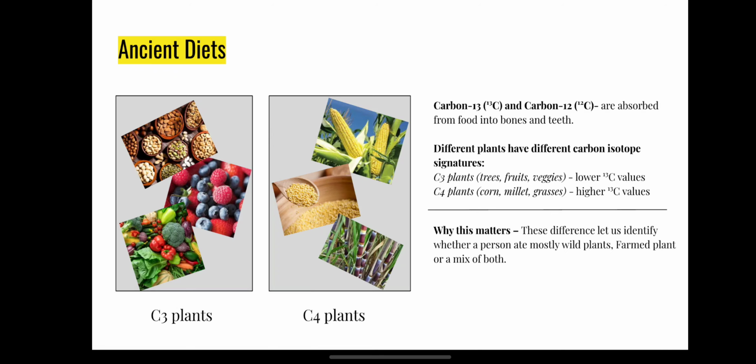C4 plants, like corn and sugar cane, leave higher carbon-13 values. These are mostly farm crops and show up when agriculture becomes part of somebody's diet. So when scientists study carbon isotopes in bones or teeth, they can figure out if someone relied more on wild plants or farm plants or both. This helps us understand how diets change over time.